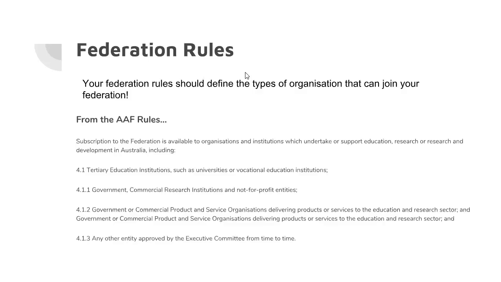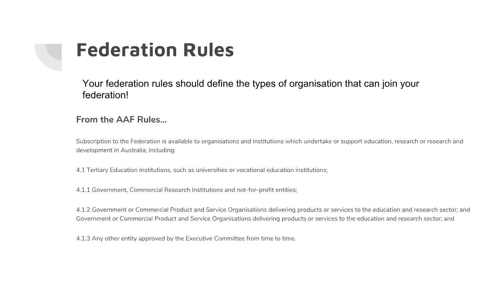Firstly, the federation rules will impact which organisations can actually join your federation and therefore which organisations can run an identity provider. So for the AAF, I've just cut this particular section out of our rules: a subscription to the federation is available to organisations and institutes which undertake or support education, research, or research and development in Australia. That gives you a fairly high-level view of the types of organisations that can participate in the AAF. And under that, there are some dot points which give you a bit more detail.